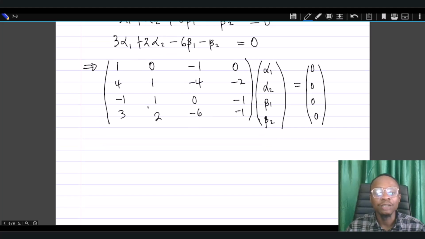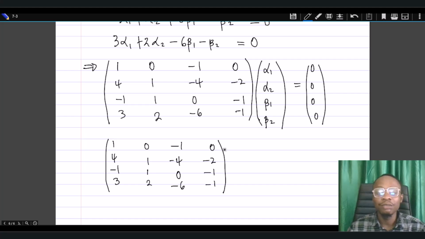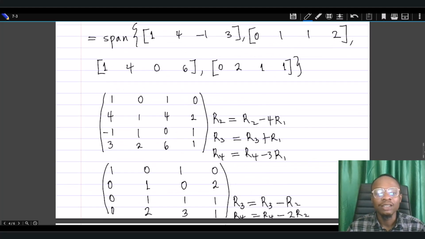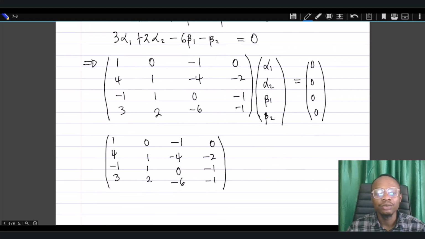Okay, so by the time we deal with that, we will have an expression like this. So we have 1, 4, minus 1, and 3. This is 0, 1, 1, and 2, minus 1, 4, minus 4, 0, minus 6. We have 0, minus 2, minus 1, minus 1. And by the time we carry out elementary row operations here, I want to get this to 0. So does this look familiar? Does it look like what we have here? Here we have 1, 4, minus 1, and 3. We have 0, 1, 1, and 2. So that is it here.